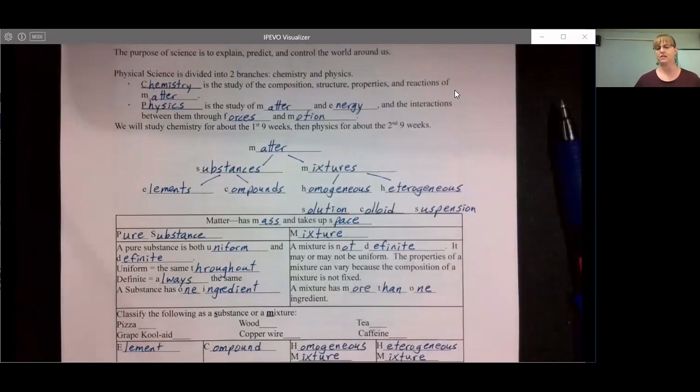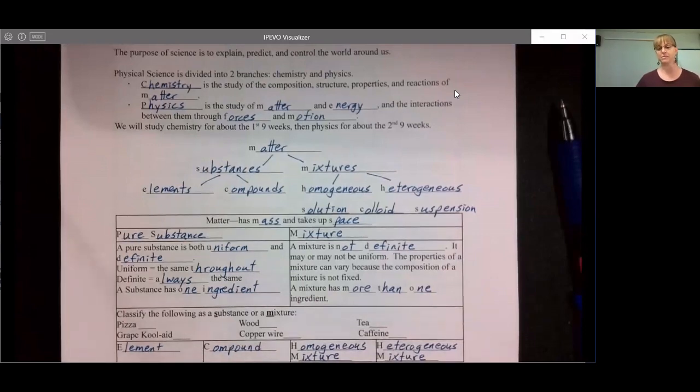Mass and weight are often considered to be interchangeable, but that's not quite right. Because when you go to the moon, your weight changes because there's less gravity. But your mass, the amount of matter in you, stays the same. So matter has to have mass.